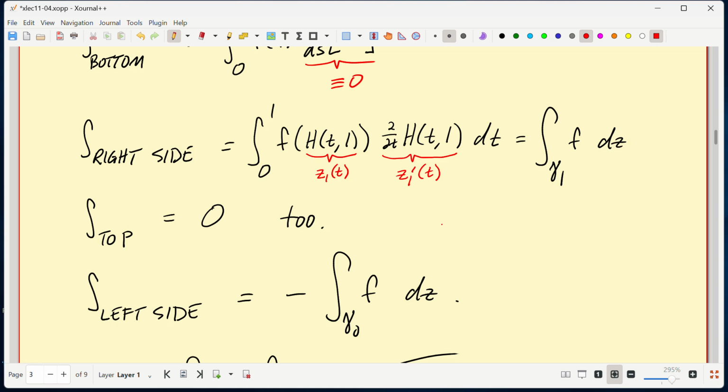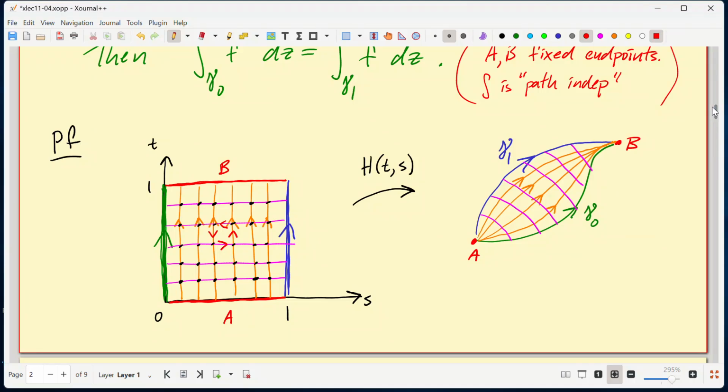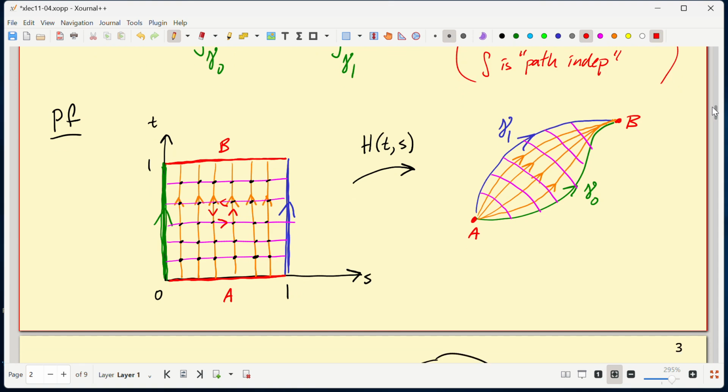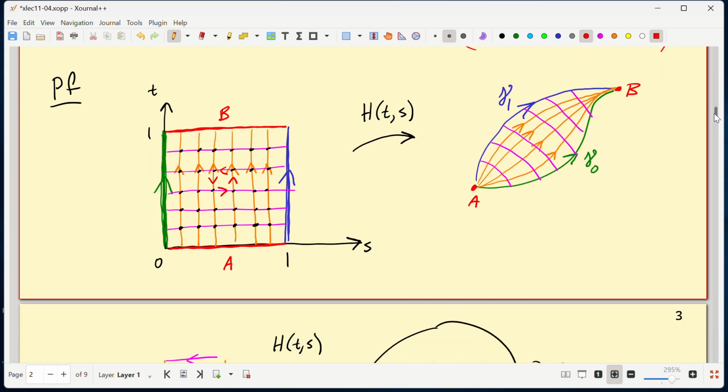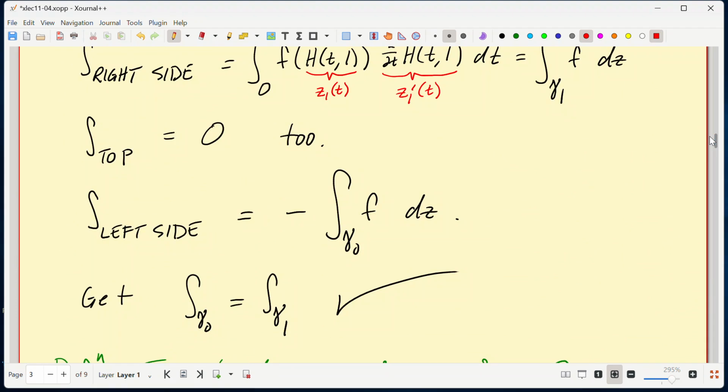And the left side, well, let me go back up and look at it. It's going the other way. The left side, I have the arrow there going the wrong way. If I'm going to go around this thing counterclockwise, that needs to go the other way. Okay, so, and of course we know how to parameterize the curve and get the minus of the integral. So the left-hand side should be minus the integral along that gamma naught of f dz. And so when you add them all up, you get that the integral along gamma naught equals the integral along gamma 1. Questions about that?